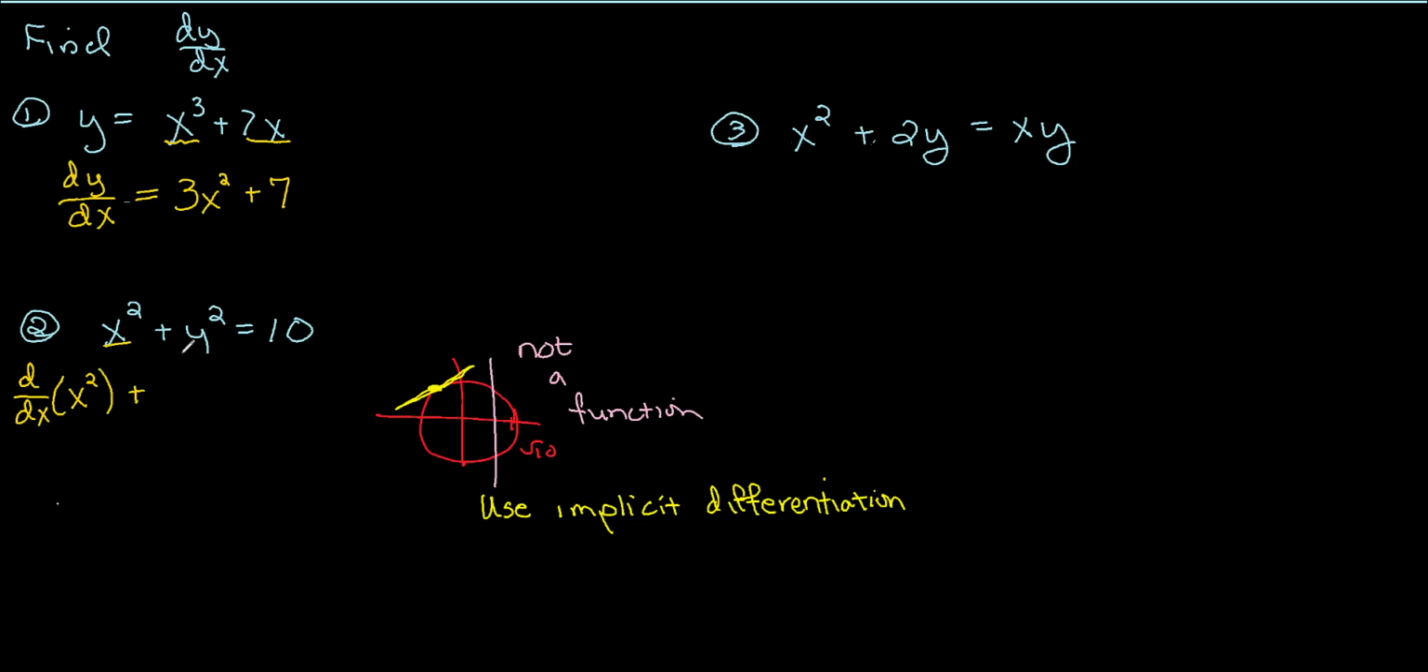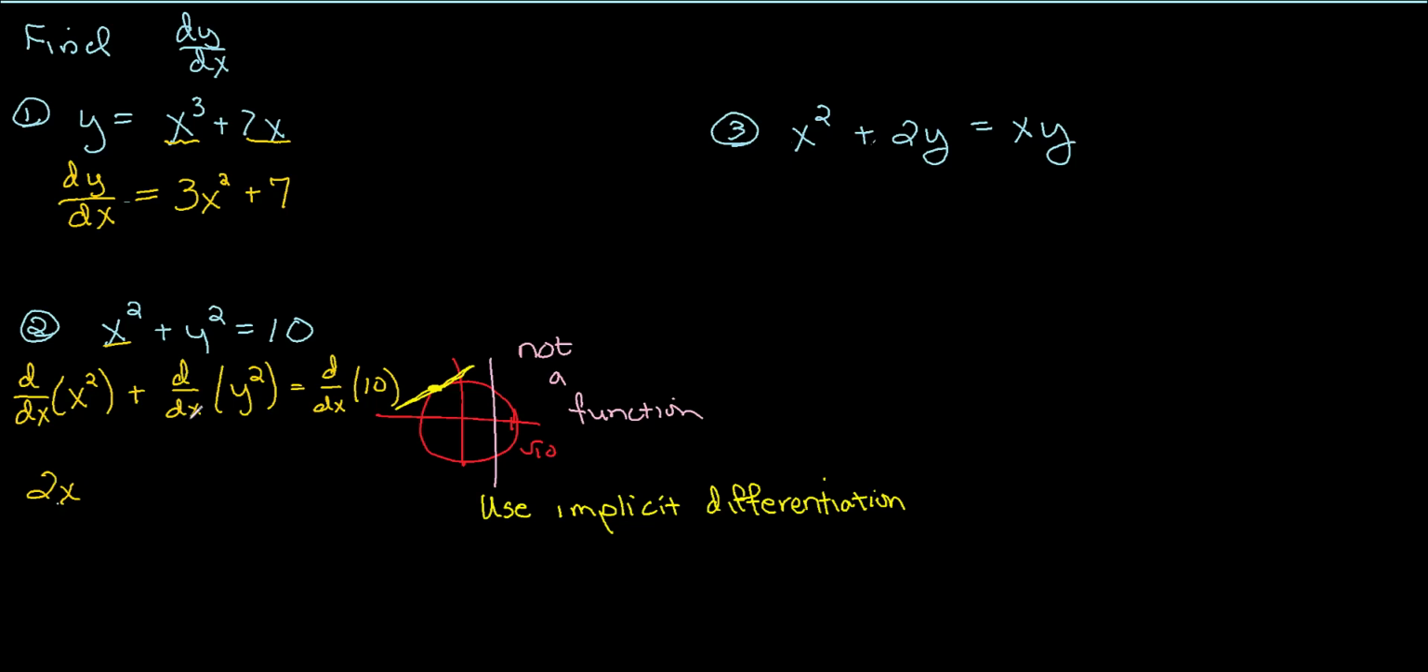Next, I'm using my sum rule here. I can break this all apart. So I've got the derivative with respect to x of y squared equals, right-hand side, the derivative with respect to x of 10. All right, let's see what this gives us. So the derivative with respect to x of x squared is just 2x, and that's because of the power rule.